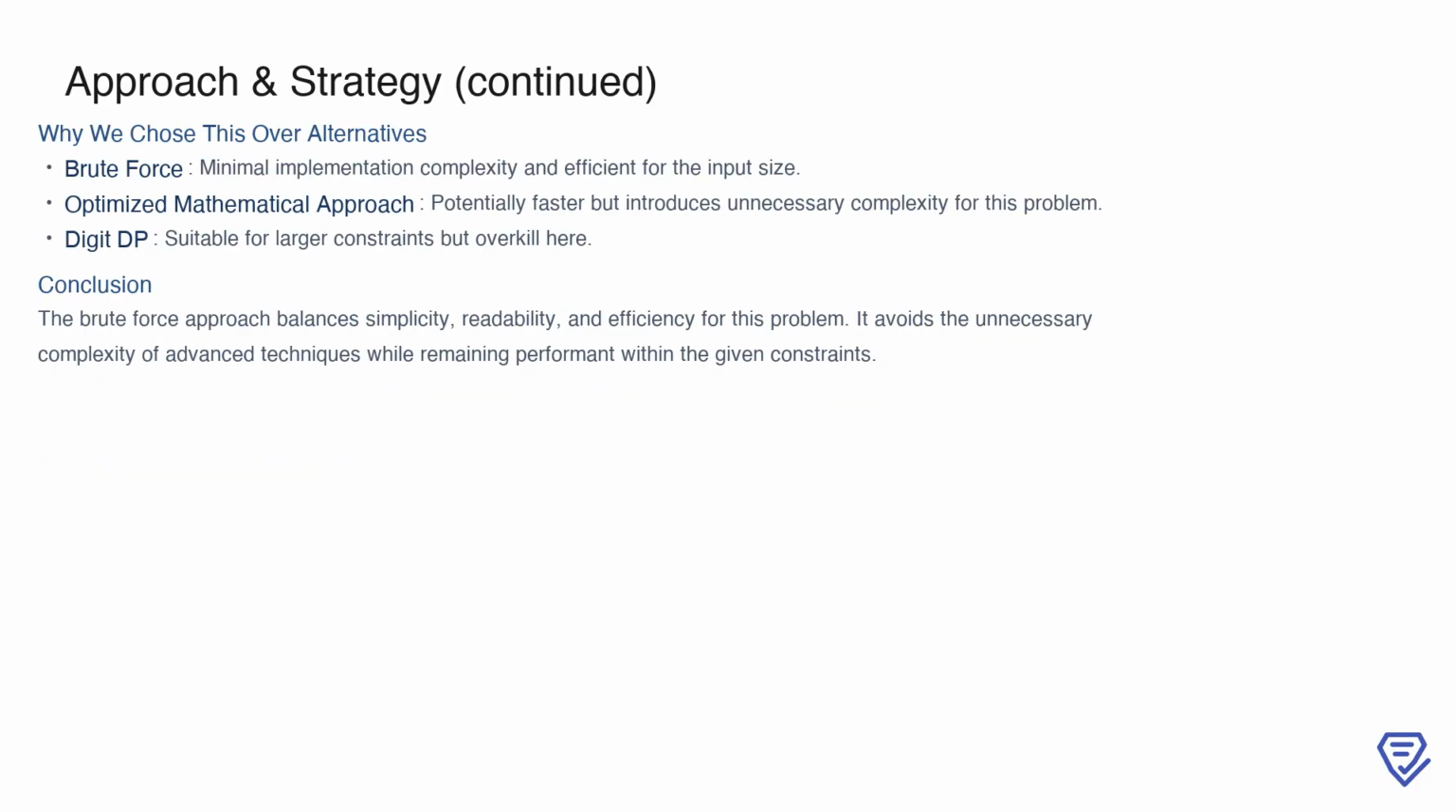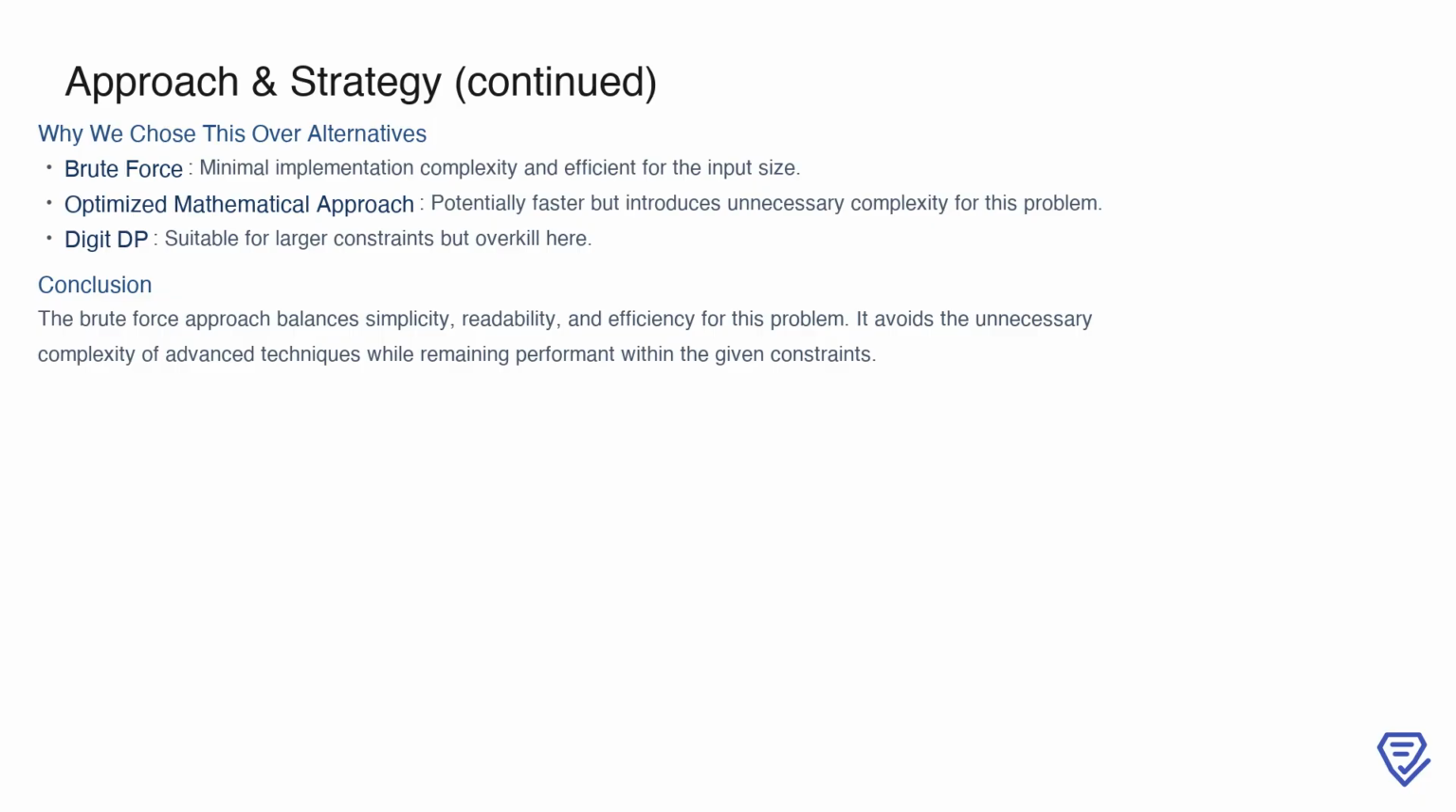Our decision to use the brute force approach over alternatives is based on its minimal implementation complexity and efficiency for the input size. While an optimized mathematical approach might offer marginal performance improvements, it also introduces additional complexity that is not warranted for this problem. Similarly, digit DP is a powerful technique for larger constraints, but it's overkill here given the constraints of the problem.